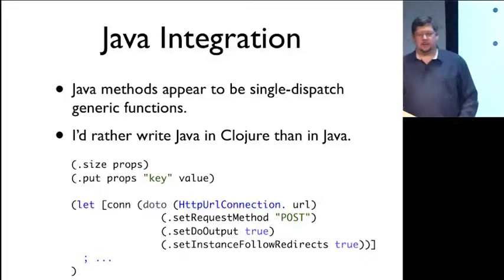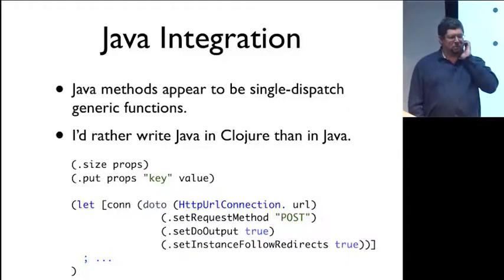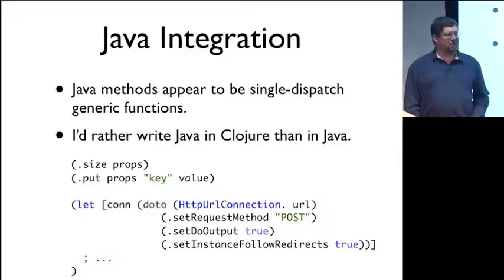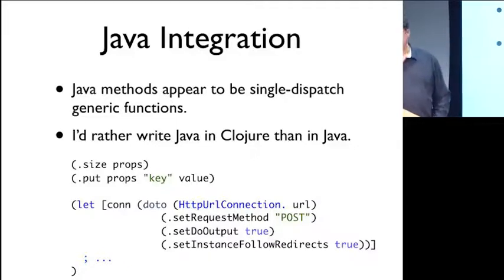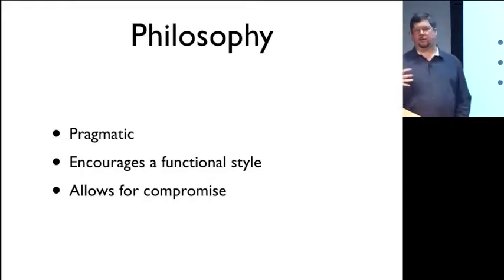I would rather write Java code in Clojure after having had a few weeks of exposure to Clojure. I had reached the conclusion that it was way more convenient to write Java in Clojure than it was in Java. The philosophy of Clojure is to be pragmatic rather than purist.